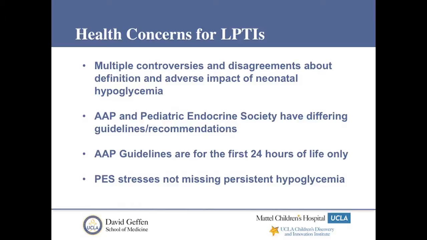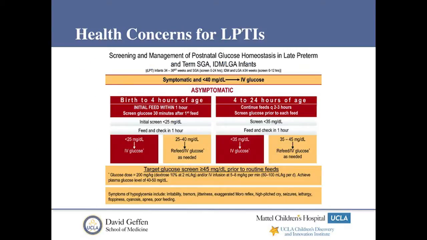Obviously, if the patient's symptomatic, and by symptomatic, we typically think seizing, but symptomatic does not have to wait until the patient is seizing from hypoglycemia. We know that's problematic. So let's take a look at the 2011 AAP guidelines.